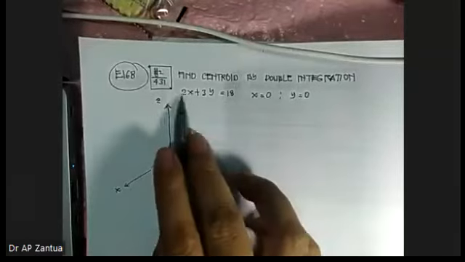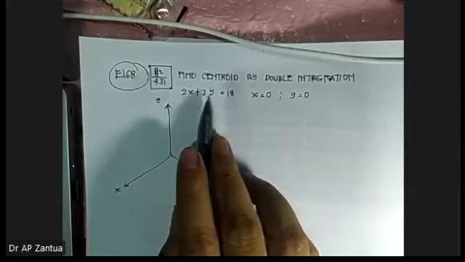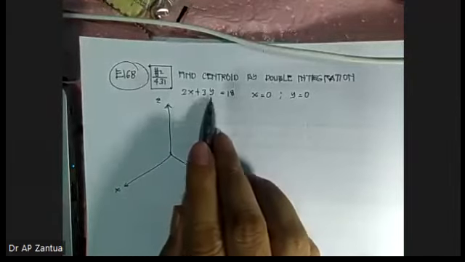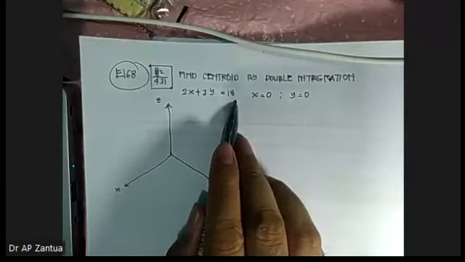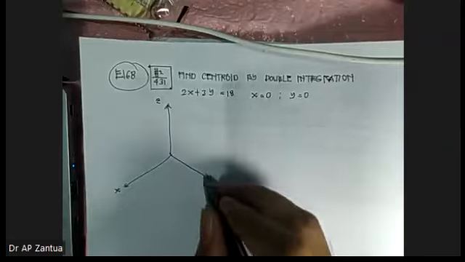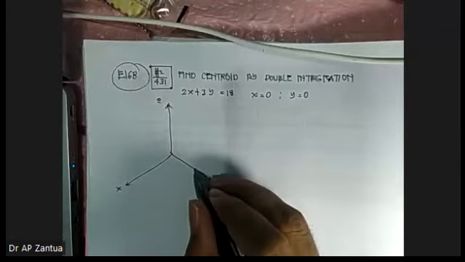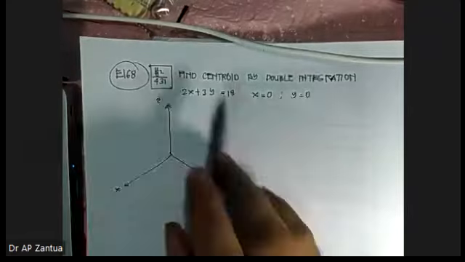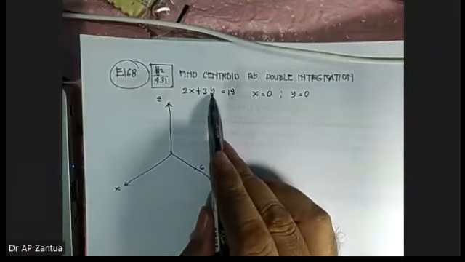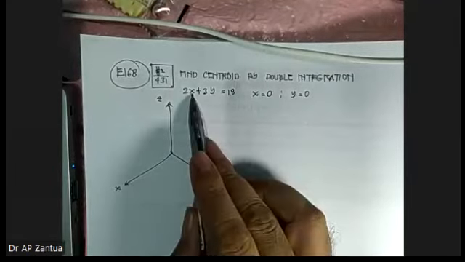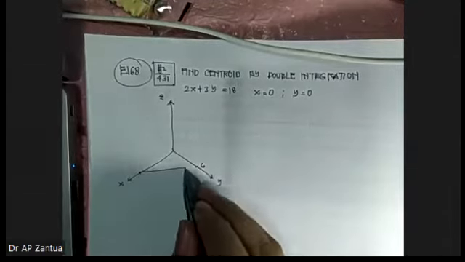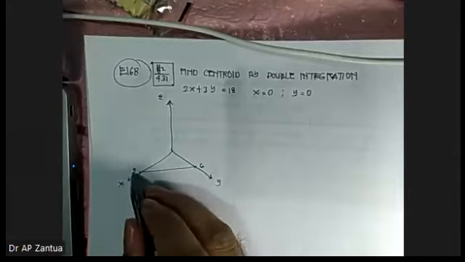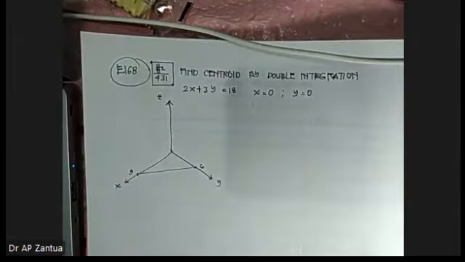So if x is 0, y is 18 over 3. That is 6. This is 6. If y is equal to 0, x is 18 over 2, which is 9. So like this, no? So this is 9.